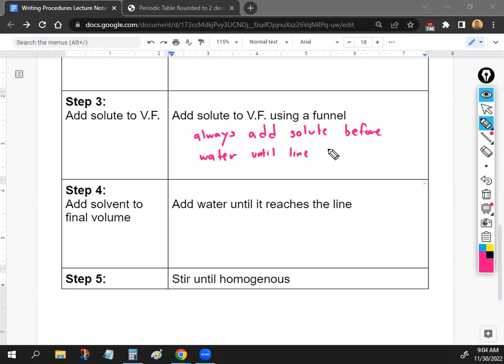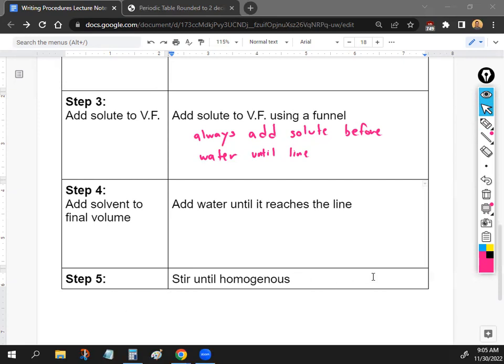And the reason why this is important is because let's say we fill it up with the solution to the line, and then we add the solute. What happens if you add stuff into a liquid? What happens to the water level? Yeah, it's going to go up. And then what if the water goes past the line? You're no longer at the final volume that you want, right? That's the reason why you always want to add the solute first. If you add the solute second, then the solution gets bigger, and you're not going to have the concentration that you want, and that'll mess up your calculation. So always make sure that you add the solute before you add the water, okay?